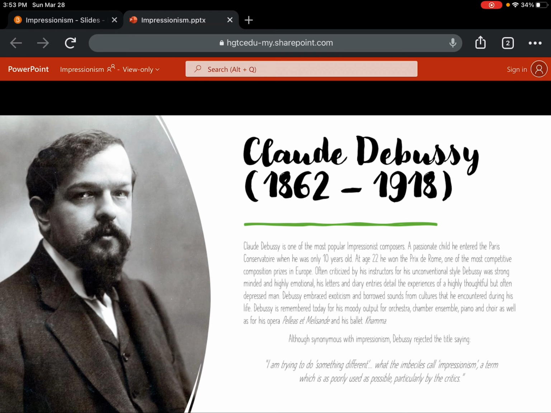Often criticized by his instructors for his unconventional style, Debussy was a strong-minded and emotional composer, and his letters and diary entries detail the experiences of a highly thoughtful but often depressed man. If you're ever looking for some good bedtime reading, some of his writings are really interesting, and give you a look into this man who wrote such great music.